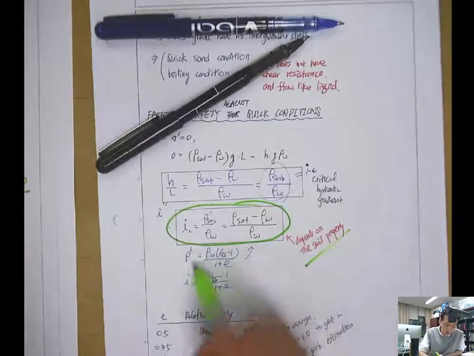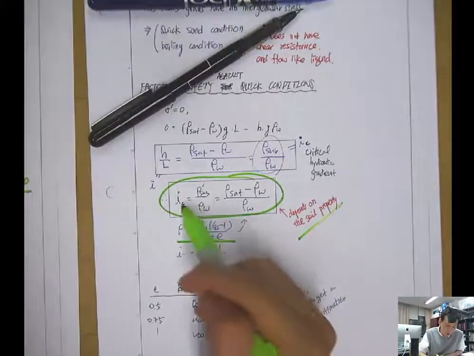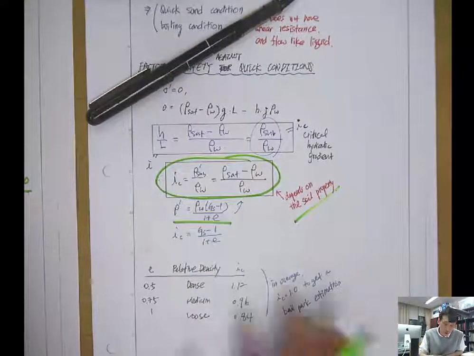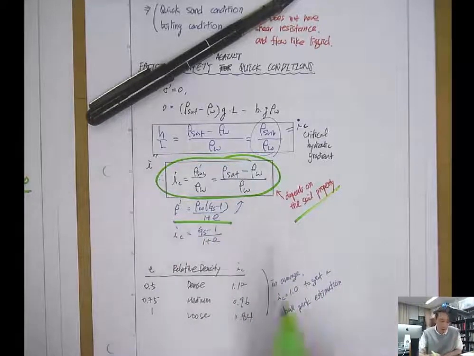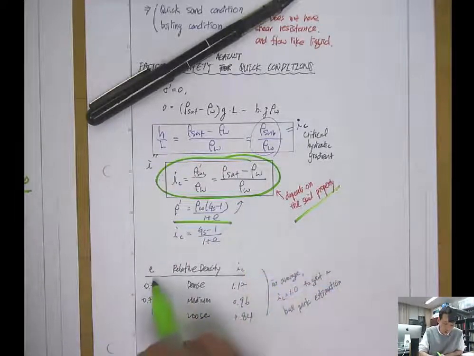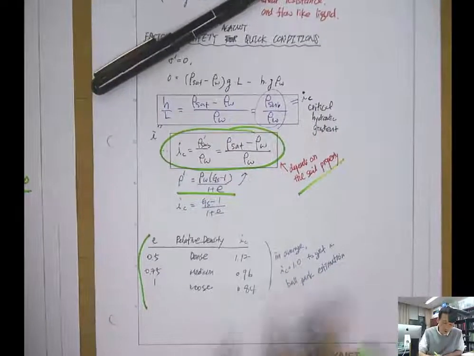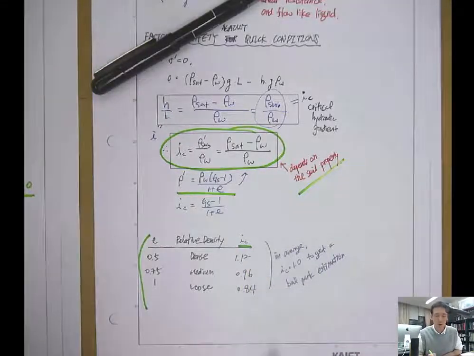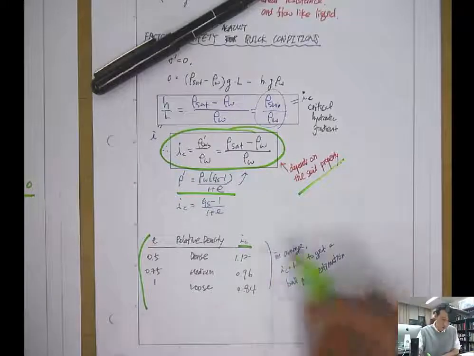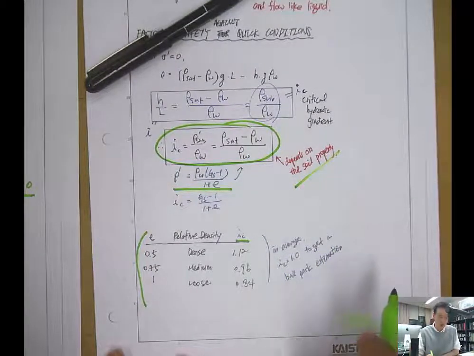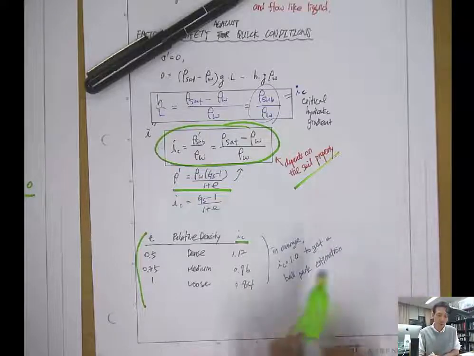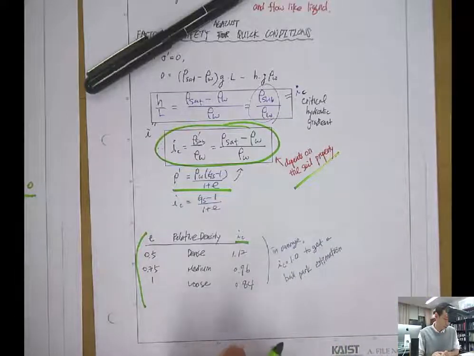And if we plug in the equations that we learned in chapter 2, then this i_c is merely a function of Gs and the void ratio. And Gs has a very narrow range, so we can assume 2.7. Then with different void ratios, the critical hydraulic gradient ranges from 1 to 0.84. So on average, a critical hydraulic gradient of 1 is typically used to estimate the factor of safety against the quick condition, just to get a ballpark estimation.